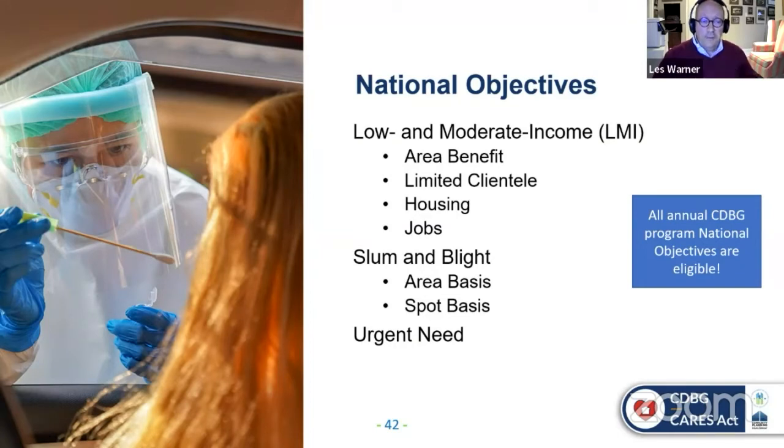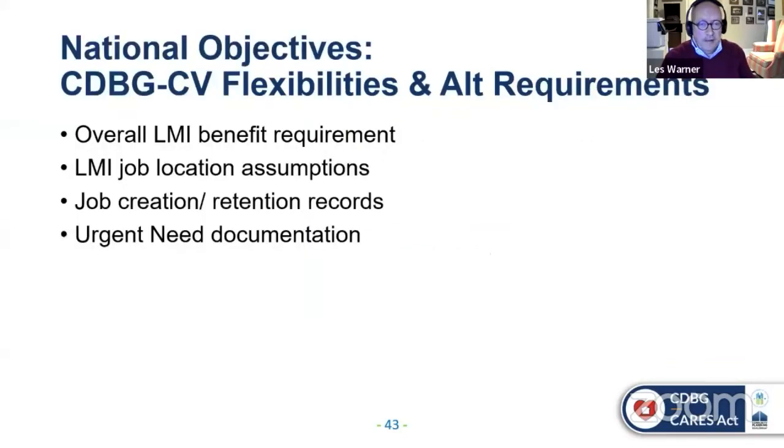For those of you that are not familiar with CDBG, attending the training sessions on the CDBG basics would be really important, because all of those rules apply for what you're doing here. All right, this is our list here. We'll be talking about each of these flexibilities, so we'll just jump into those.